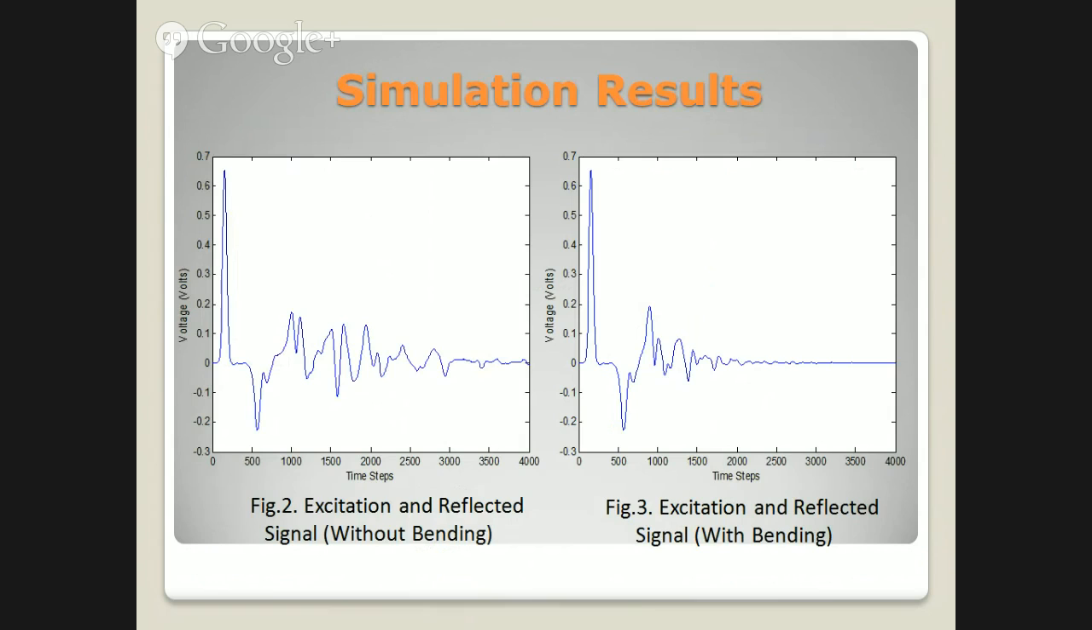This is the input pulse applied when there is no bend, and then the reflected signal. The simulation was run for 4,000 time steps. Then with the bend, you can see the change in the reflected signal.